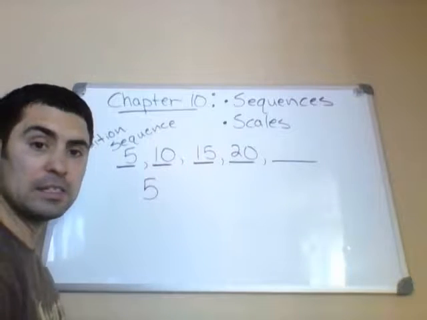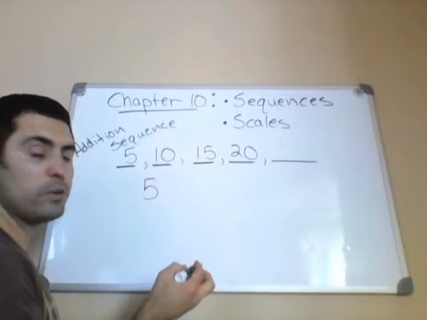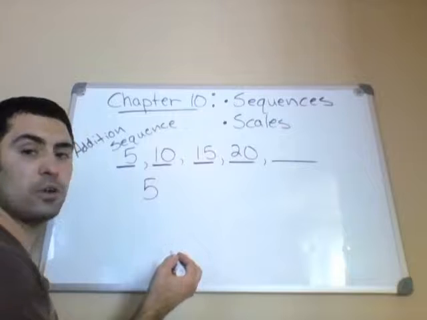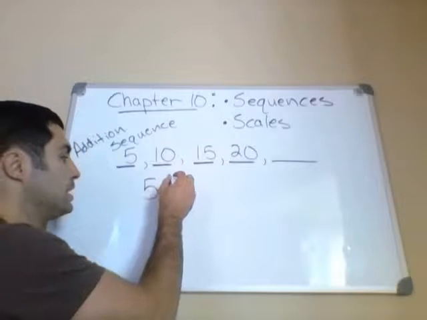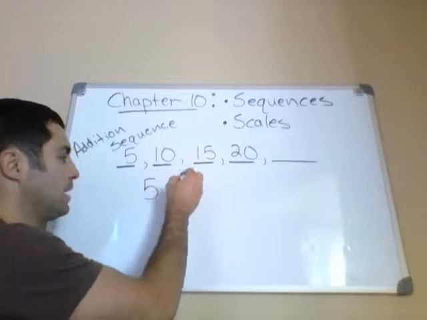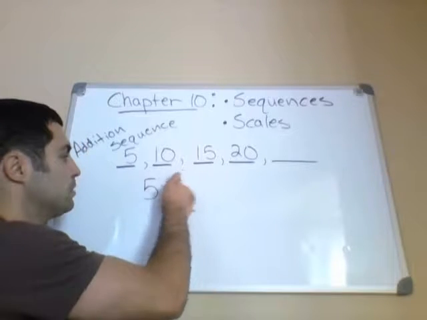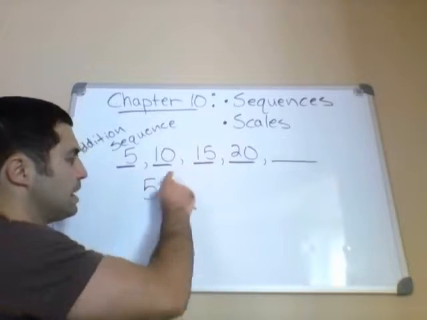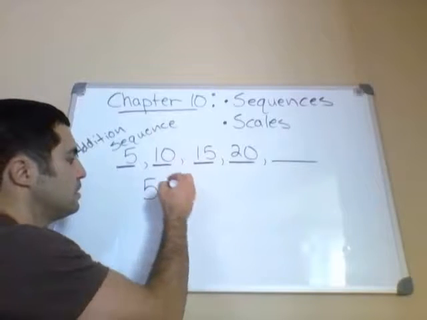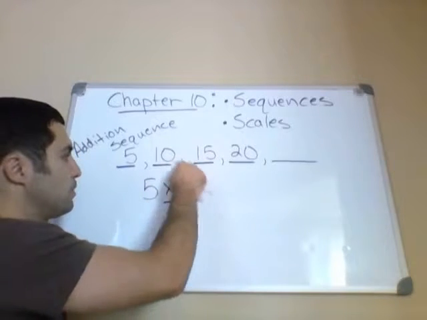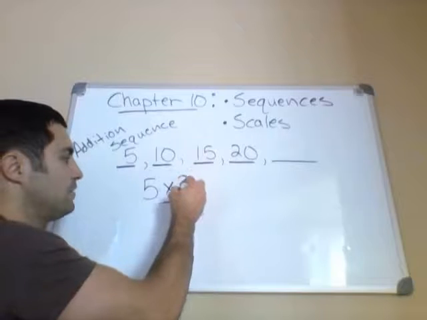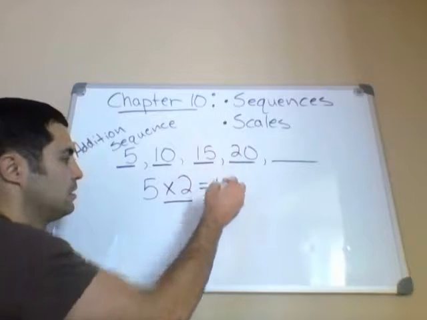5, we know that this is increasing. So when we increase, we have two different signs that will result in an increased number. We can either add or multiply. Okay? 5 times, let's go with multiply first. That's not the right answer, but let's try to think multiply. 5 times what number equals 10? Well, 5 times 2 equals 10.